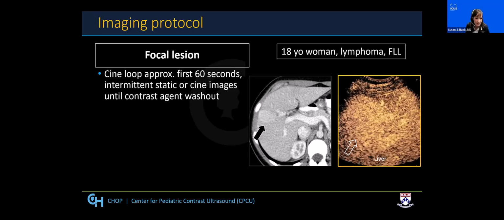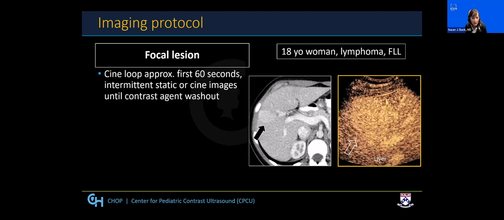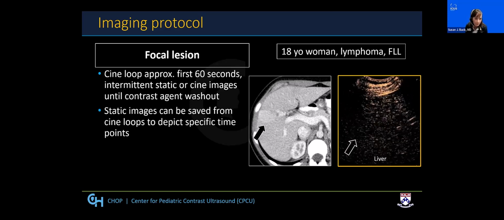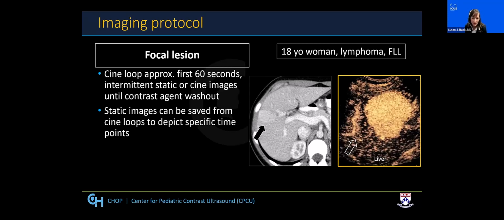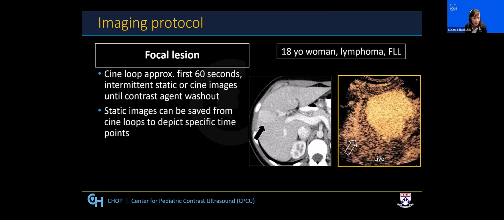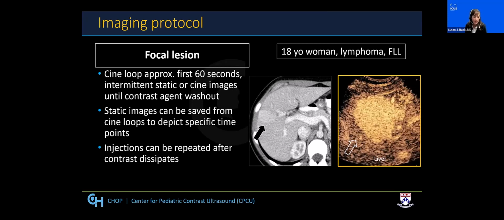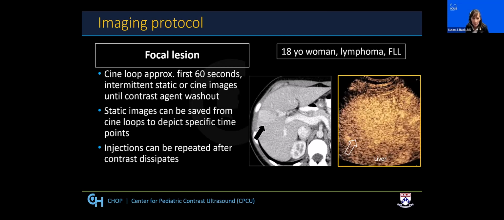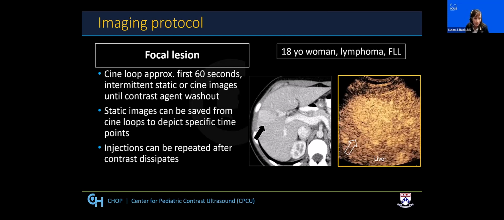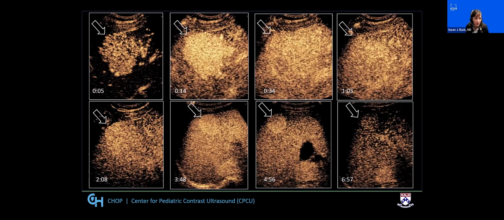So we're going to record the first 60 to 90 seconds on a cine loop, and then we're going to look intermittently until contrast washes out of the background organ. From the cine loop, we can then save representative static images so that we can depict the different time points that will support our interpretation. For focal liver lesions or other focal lesions in the abdomen, it is best if a second or subsequent administration of contrast is needed to allow the contrast to dissipate so that you get a better understanding of the wash-in of the contrast agent. You can then save the static images from your cine loop. And these will show how the contrast has been within the lesion over the course of the examination.